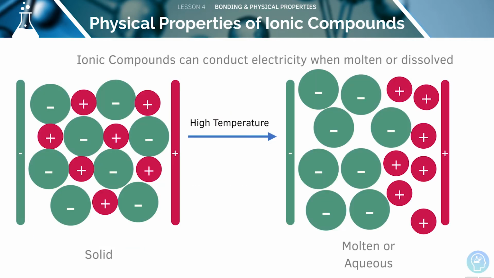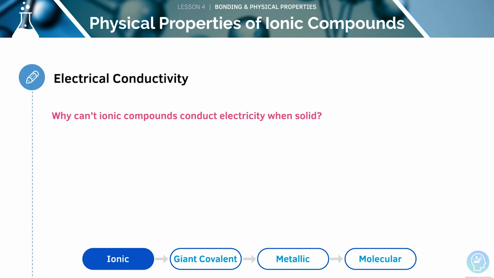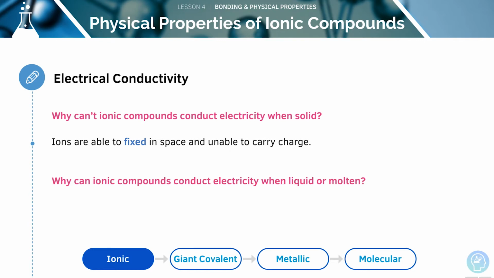This figure shows that ionic compounds can only conduct electricity when ions are free to move and carry charge. This only occurs when the ionic compound is molten or aqueous. So why can't they conduct electricity when solid? Well, the ions will be fixed in space and will be unable to carry a charge. So why can they conduct when they are liquid and molten? Well, now the ions are able to move and therefore they can carry a charge.